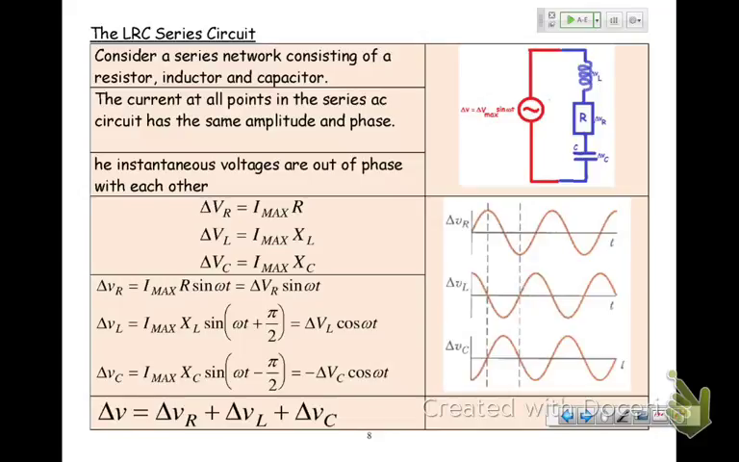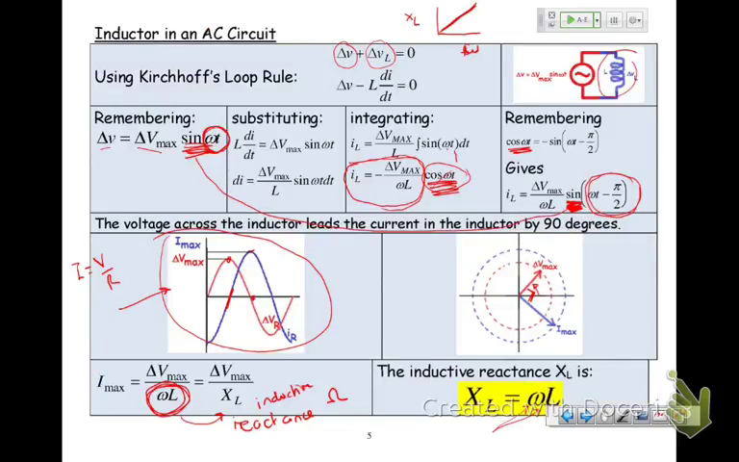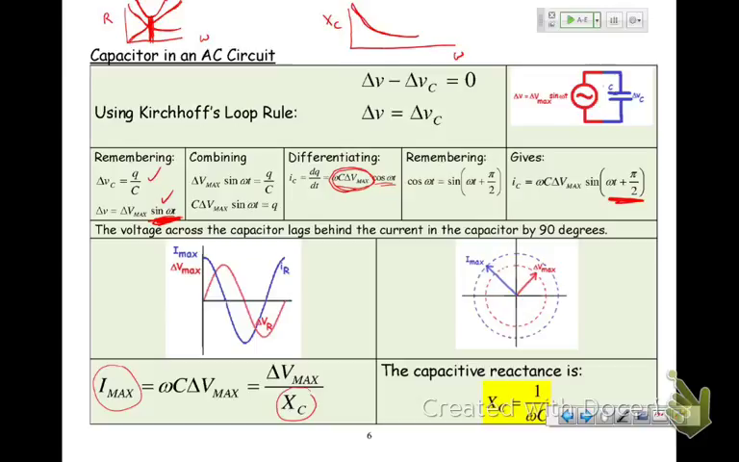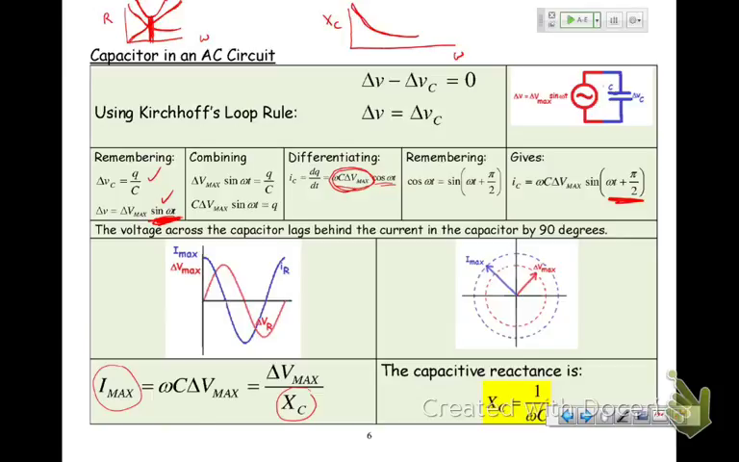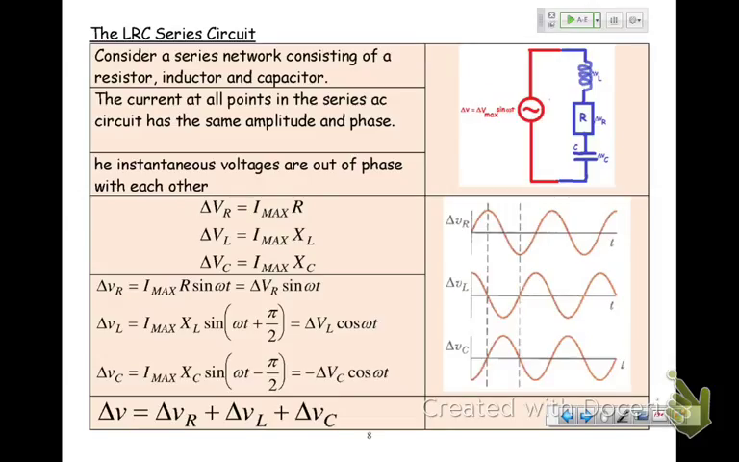So what I want to do, whereas in these previous examples we kept the voltage in the same place and we looked at how the current moved, now we want to keep the current in the same place and look at what's going on with the voltage. Actually, what I'm going to do is look at what's going on with the resistance, with the reactances. But the linking is, the current's the same through all of them. Okay. So we say, consider a series network consisting of a resistor, an inductor, and a capacitor. The current in all parts of the series AC circuit has the same amplitude and phase.